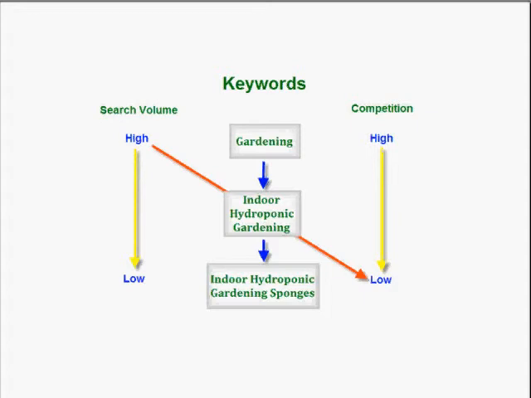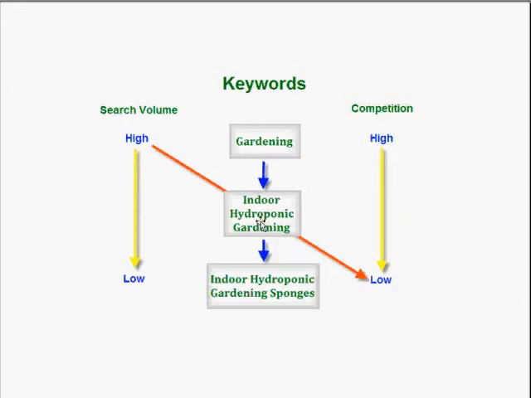In this diagram, we're actually expanding upon that, and we're going to insert some keywords. And here you see the very basic, very general gardening with, again, high search volume, high competition. It gets a little bit more specific with indoor hydroponic gardening. And finally, very low search volume, very low competition for the keywords indoor hydroponic gardening sponges.